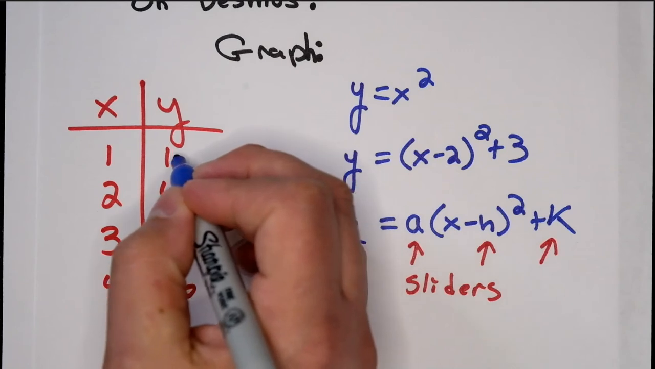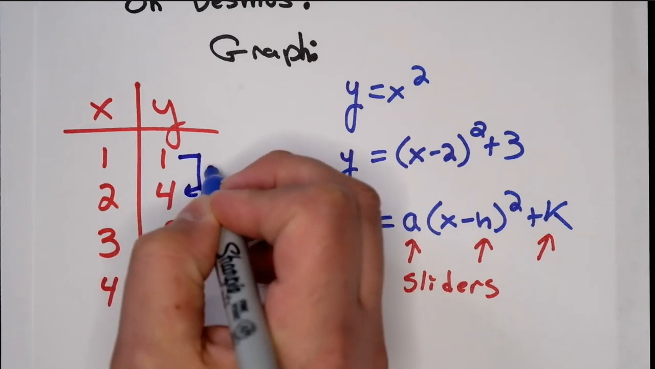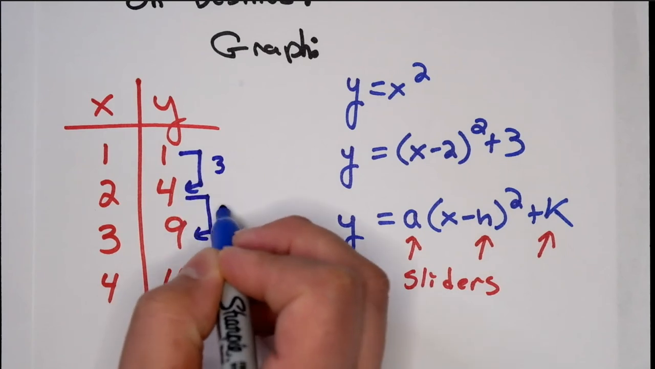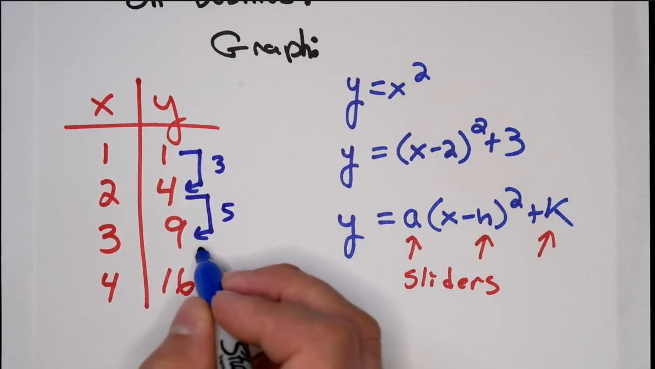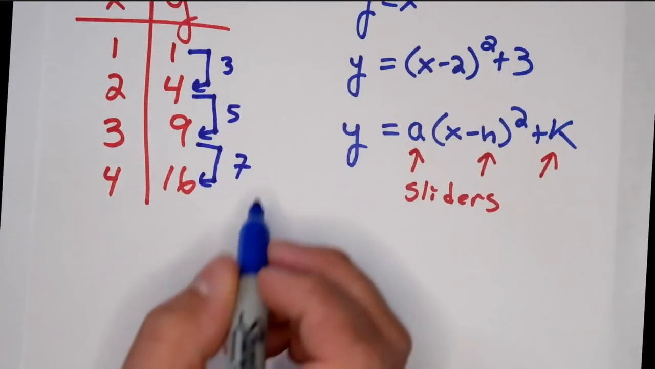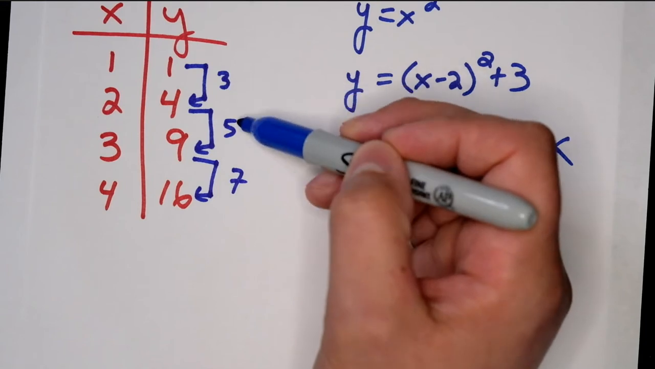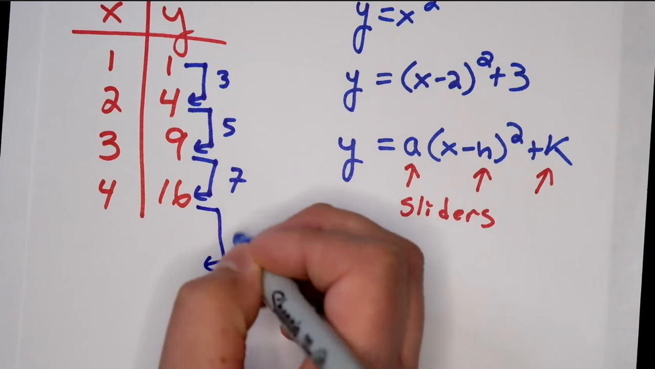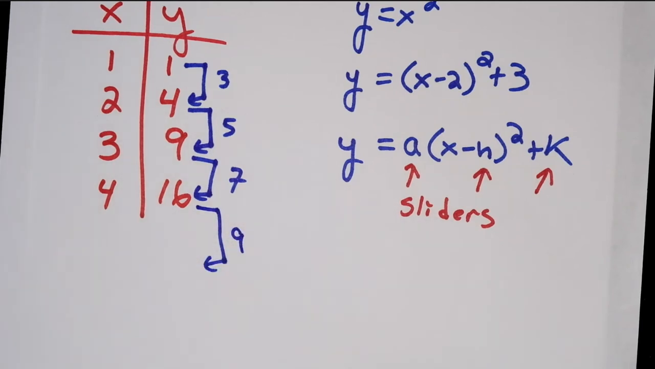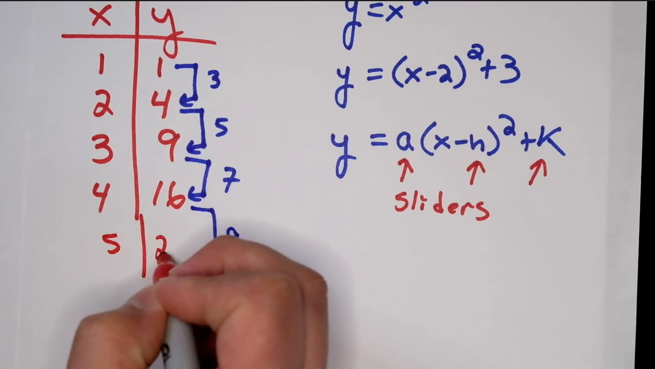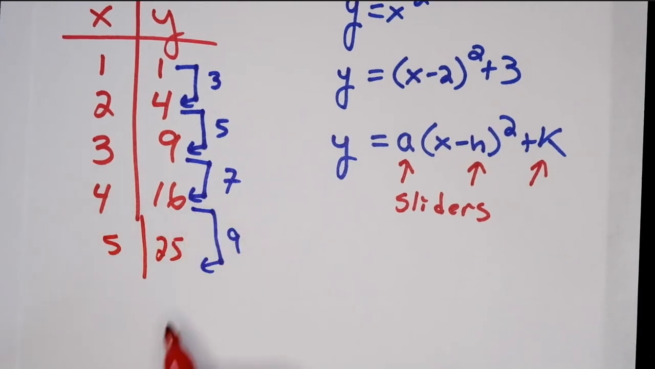So this goes from 1 to 4, so it goes up 3. And then it goes from 4 to 9, so it goes up 5. And then it goes from 9 to 16, so it goes up 7. Notice the pattern here. We're going up by odd numbers. So the next one should probably take us up 9 units. Let's look. When x equals 5, y equals 25. And that is indeed 9 more than 16. So just an interesting pattern there.